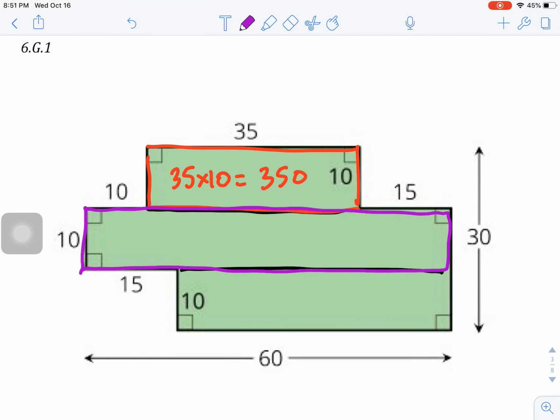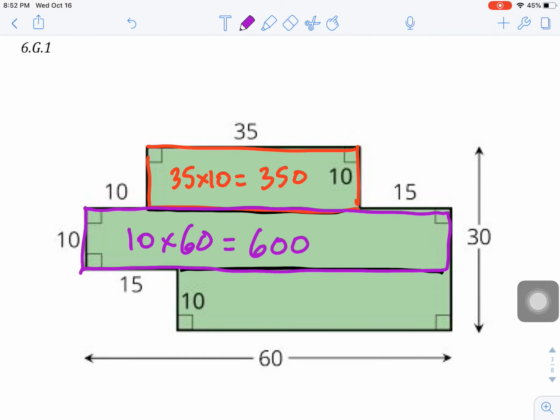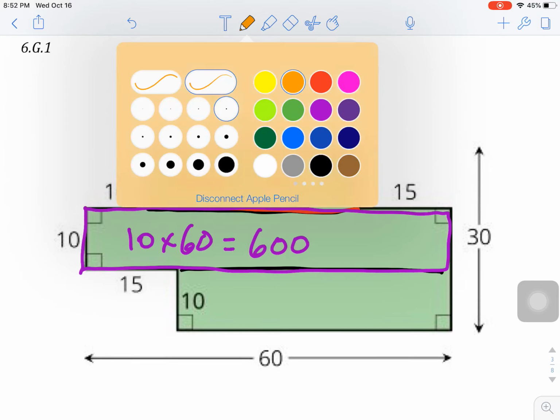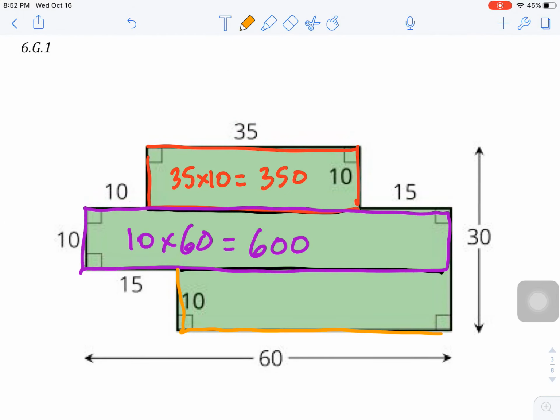Okay, so I know it's 10 by 60, because that's the whole length of the figure. So I'll do the work inside. Its area is 600. And down below, make this one orange.